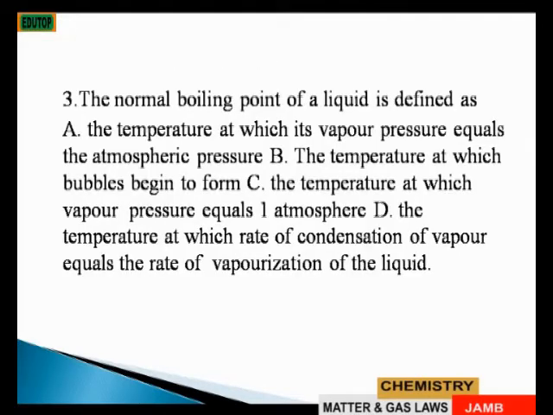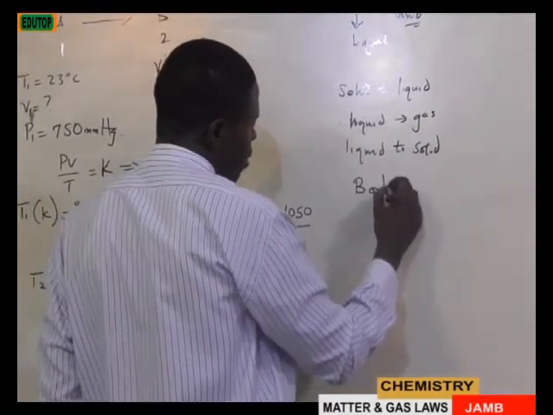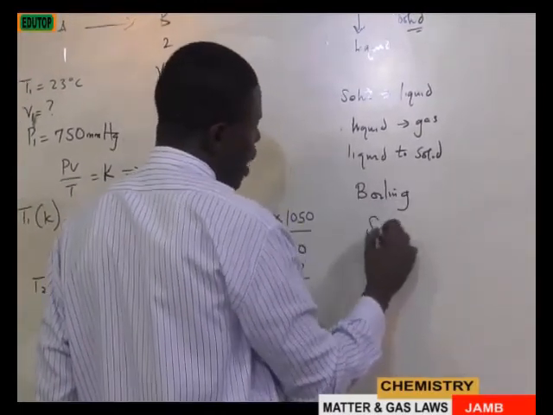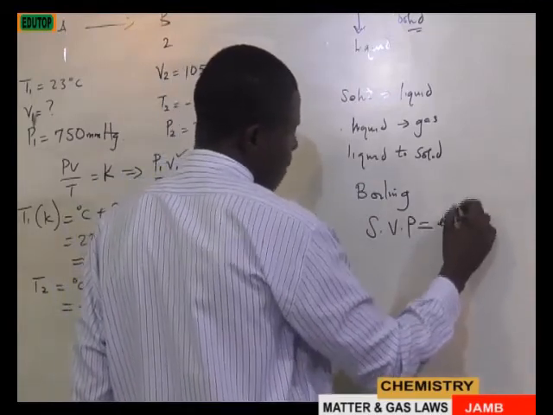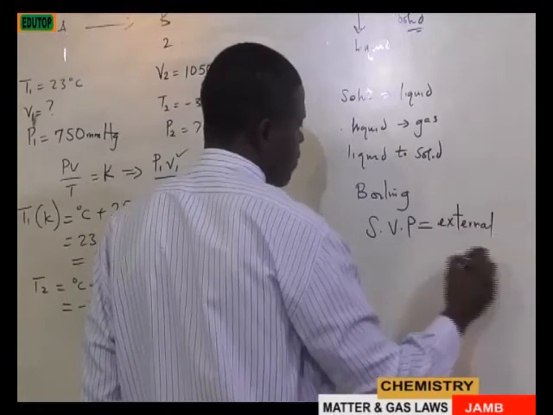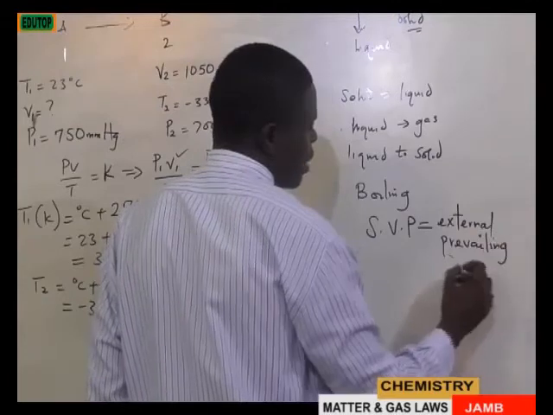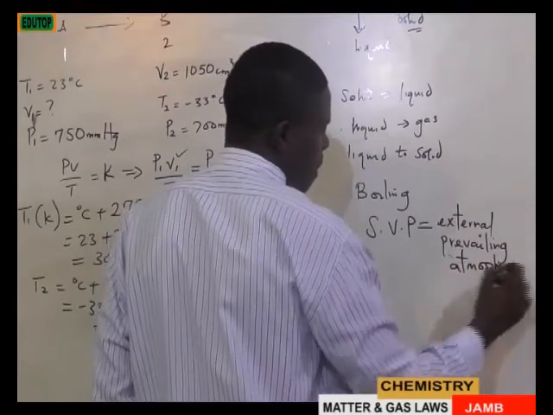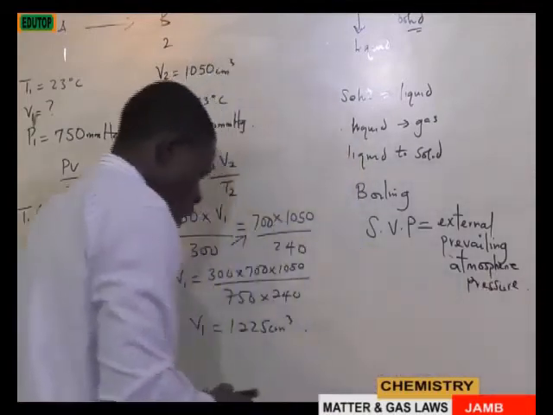Question 3. The normal boiling point of a liquid is defined as. We've been able to define that in our previous lesson. Boiling point is attained when the saturated vapor pressure is equal to what? External prevailing atmospheric pressure. That is when the boiling point is attained.